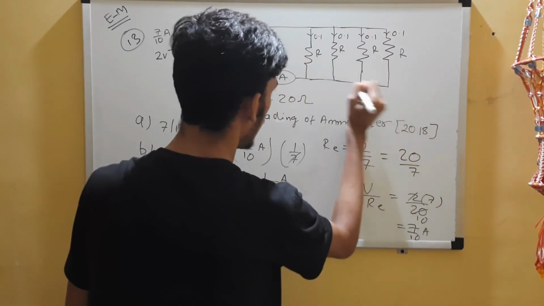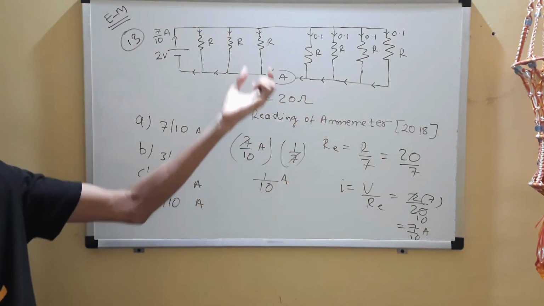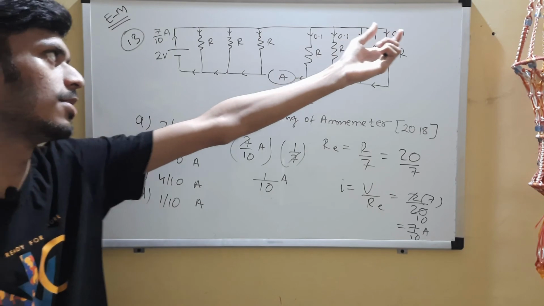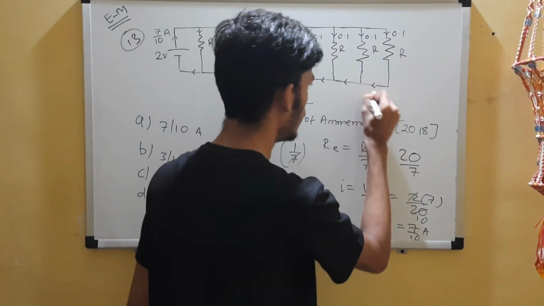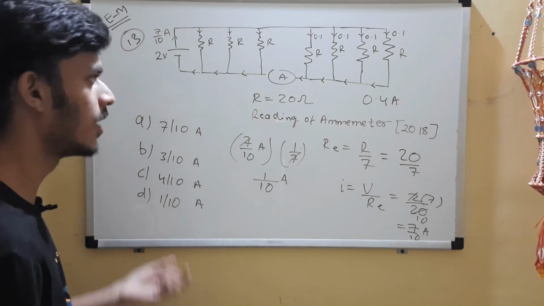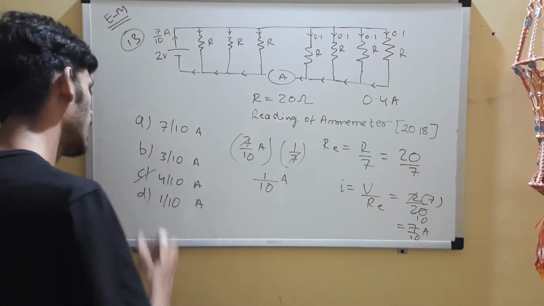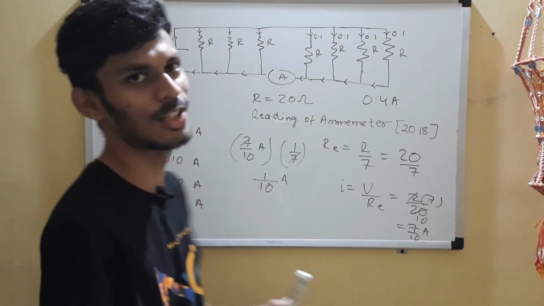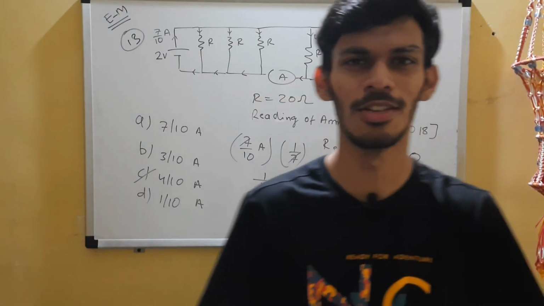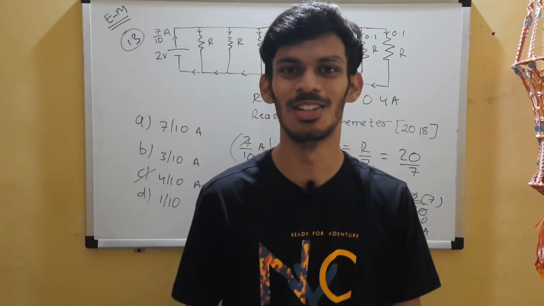This current, however, contributes to the reading of the ammeter, right? So 0.1 plus 0.1 plus 0.1 plus 0.1, that will be 0.4 amperes. Okay, so here we have that in fraction, so 4 by 10, right? 0.4 or 4 by 10. Option C is the correct choice over here. Okay, simple solving over here, nothing much complicated. Let's move to the next question now.